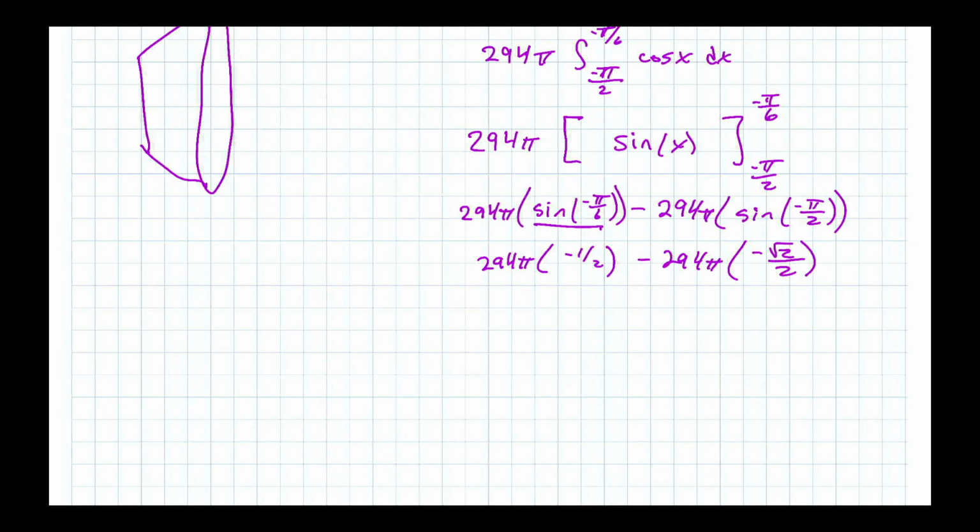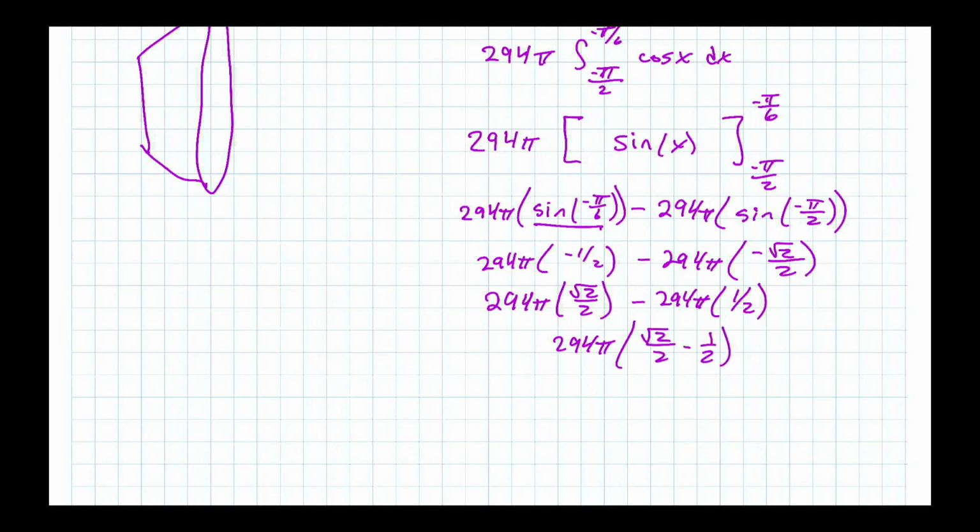You work this out, and so based on the signs, you got a negative negative here. So you actually end up with positive 294 pi times the square root of 2 over 2 minus, this one's negative, so 294 pi 1/2. They both have a 294 pi. So square root 2 minus 1/2. And something like this is probably what I would type into the computer. There's not a lot of ways to simplify that.